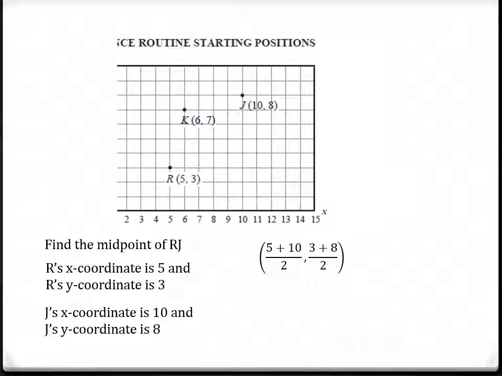So 5 plus 10, the average, which means over 2, comma, 3 plus 8 over 2. Now we just simplify. We take 5 plus 10, which is 15, and 8 plus 3, which is 11. So our answer, because it cannot be reduced, is 15 halves and 11 halves. You could always change these to decimals, as well as make them into mixed fractions. So that is our midpoint from R to J.